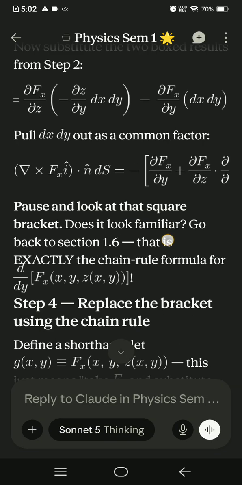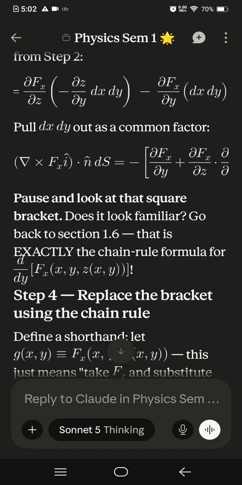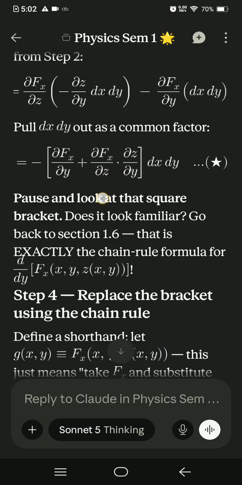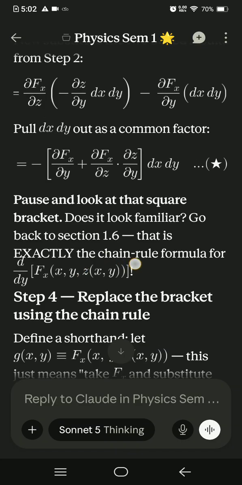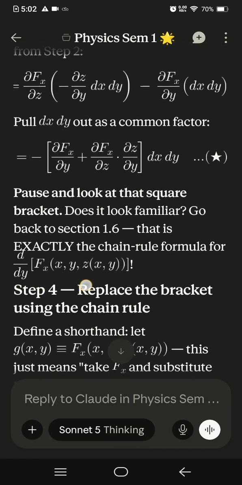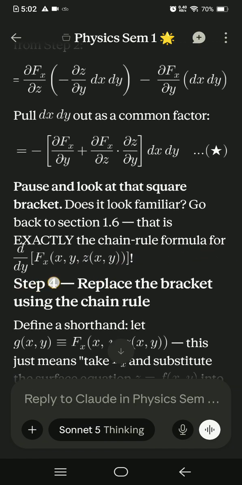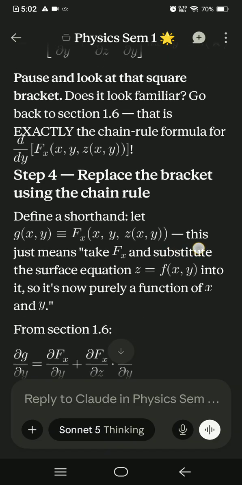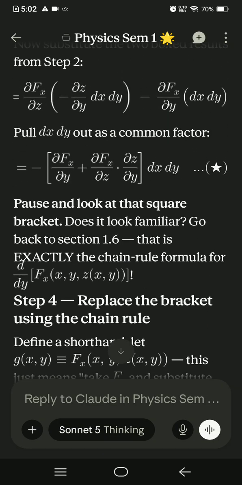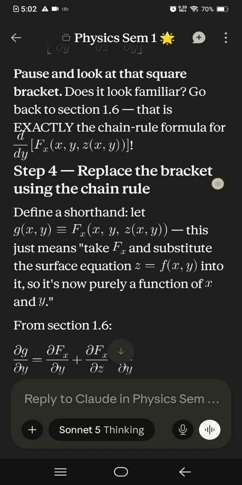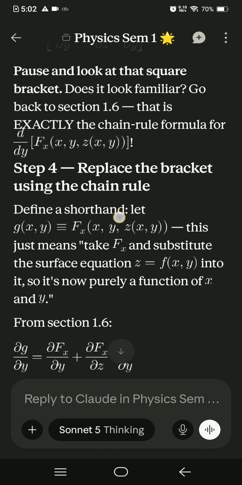Okay. Pause and look at that square bracket. Does it look familiar? Go back to section 1.6. That is exactly the chain rule formula for... So now we are going to use the chain rule. Fine. So replace the bracket using the chain rule.